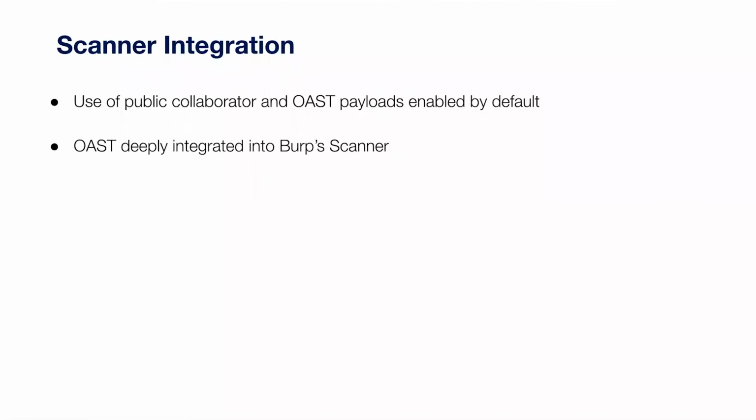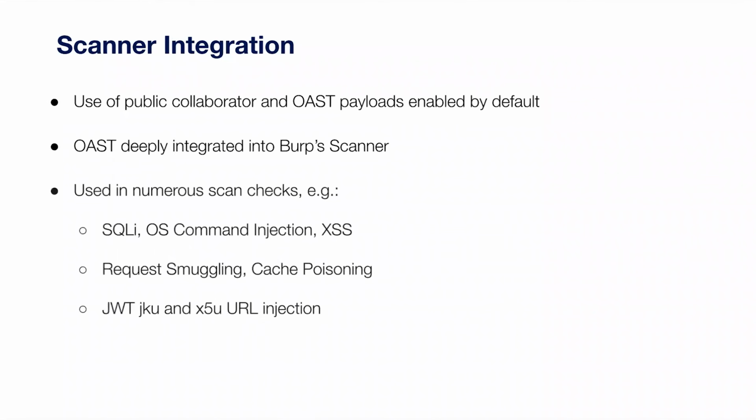The collaborator was released in 2015, so we've had a long time to make use of it within the scanner, and it's very heavily integrated into various scanning techniques. Here are just a few scan checks which use the collaborator. There are some fairly well-known ones, like SQL injection, command injection, and deferred XSS, which we detect with the collaborator. I've included a couple of esoteric examples: request smuggling and cache poisoning. Some of those will use collaborator payloads. And then we added JWT-specific scan checks early in the year. For these particular vulnerabilities, the collaborator was the right tool to use. There are many, many more scan checks which use the collaborator. This is just a small sample.